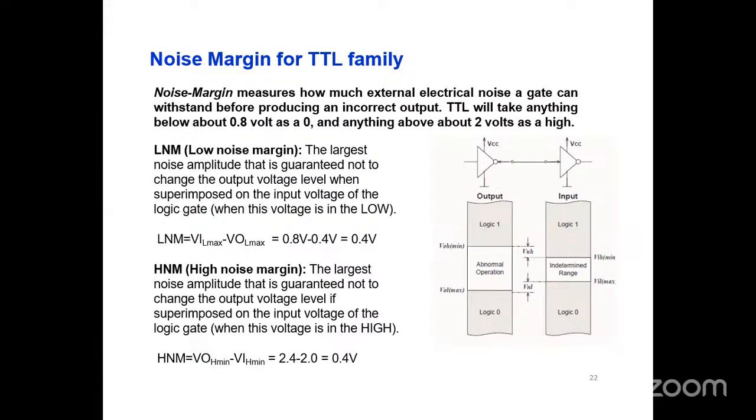Then coming to the noise margin, this is the low noise margin. VIL maximum 0.8 minus 0.4 gives you 0.4, and the high noise margin is the highest voltage, 2.4 minus 2.0, which will be 0.4 volts.